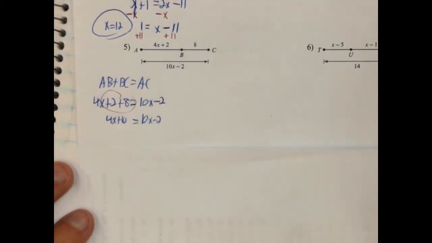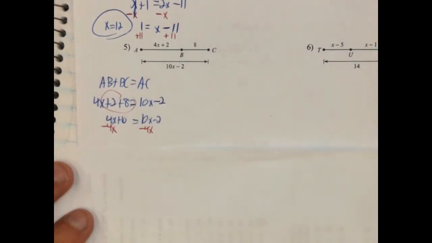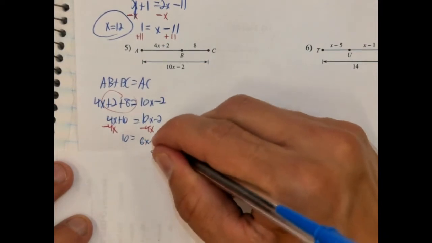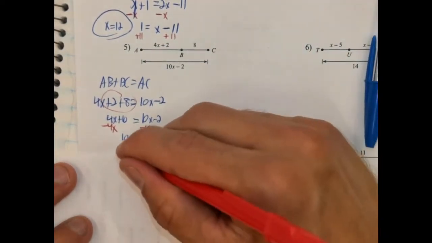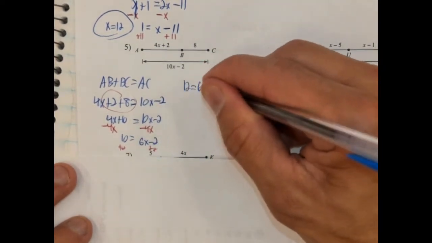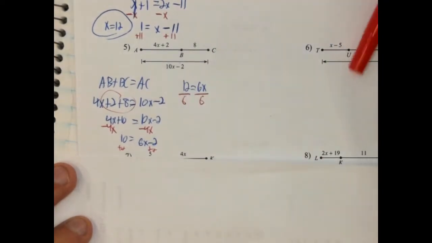We're going to subtract 4x from both sides. And that's going to give us 10 equals 6x minus 2. And I'm running out of room again. Add 2, add 2. I'm going to scroll over here. So that'll be 12 equals 6x. Divide both sides by 6. And x will be equal to 2.